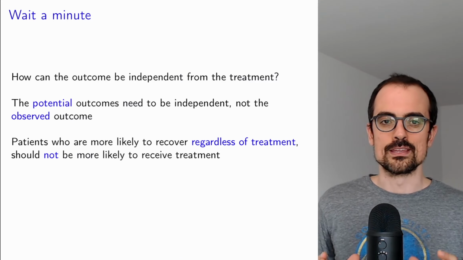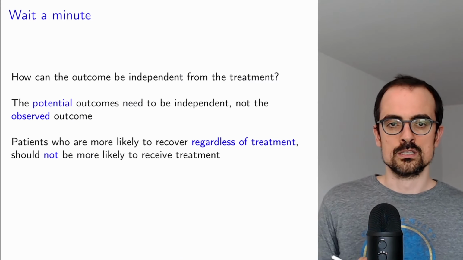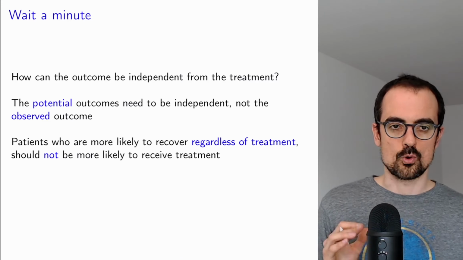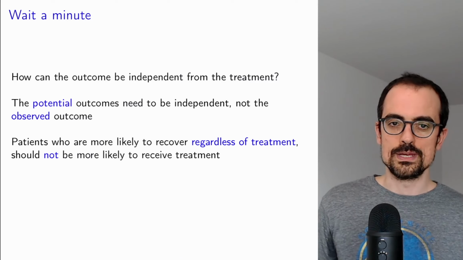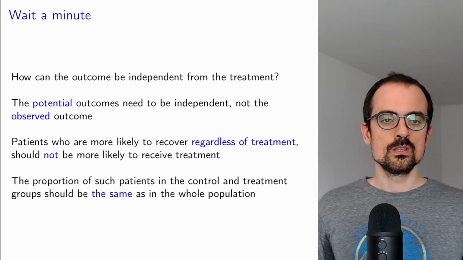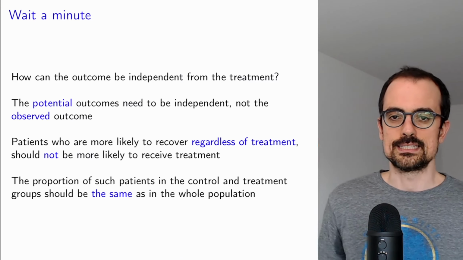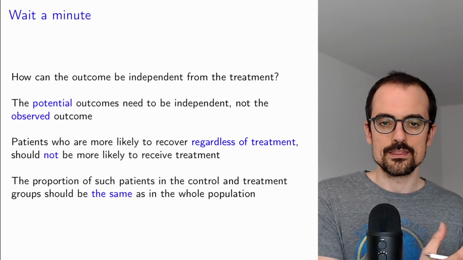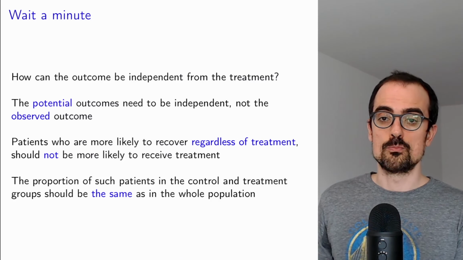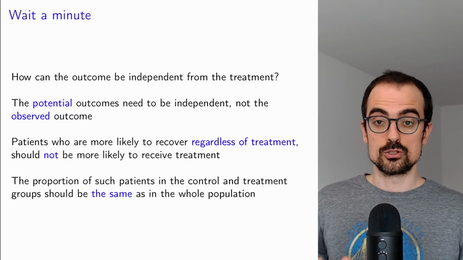This is what this is avoiding. What's important to remember is that here we're talking about independence between the treatment and outcomes in these two alternative realities. Of course, the observed outcome is typically going to be very dependent on the treatment. We're talking about the potential outcomes. What we're trying to guarantee is that the proportion of, for example, healthy patients in the control and the treatment groups is the same as in the whole population. If that is the case, then we're going to be able to observe the true causal effects.